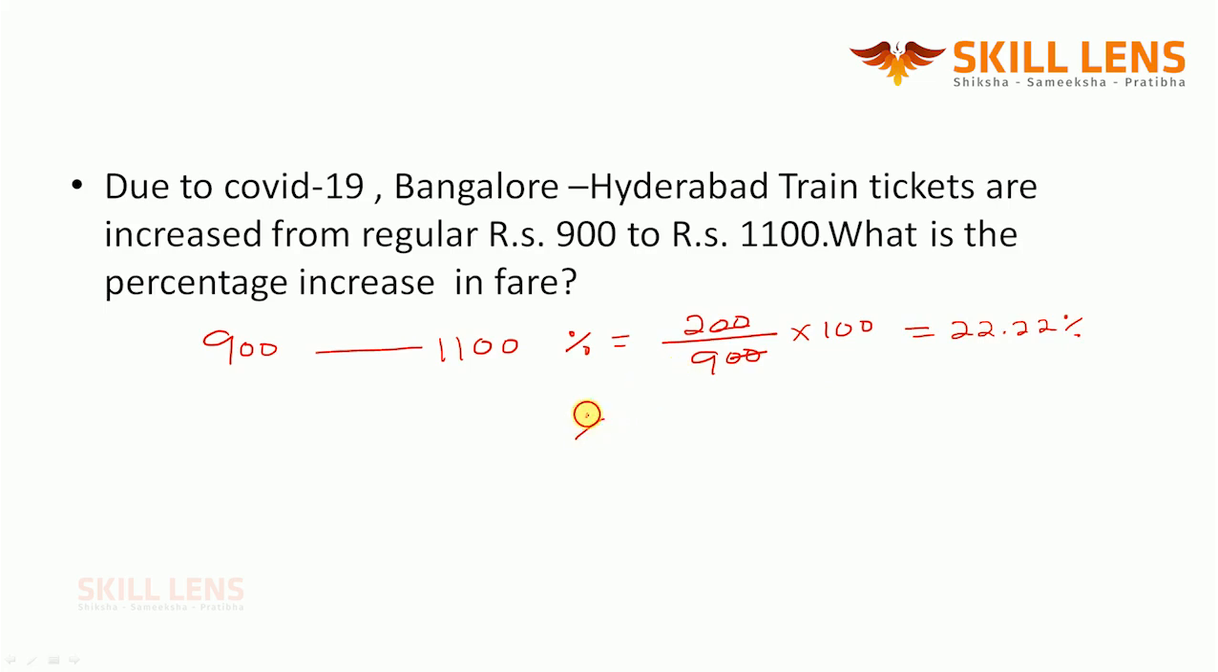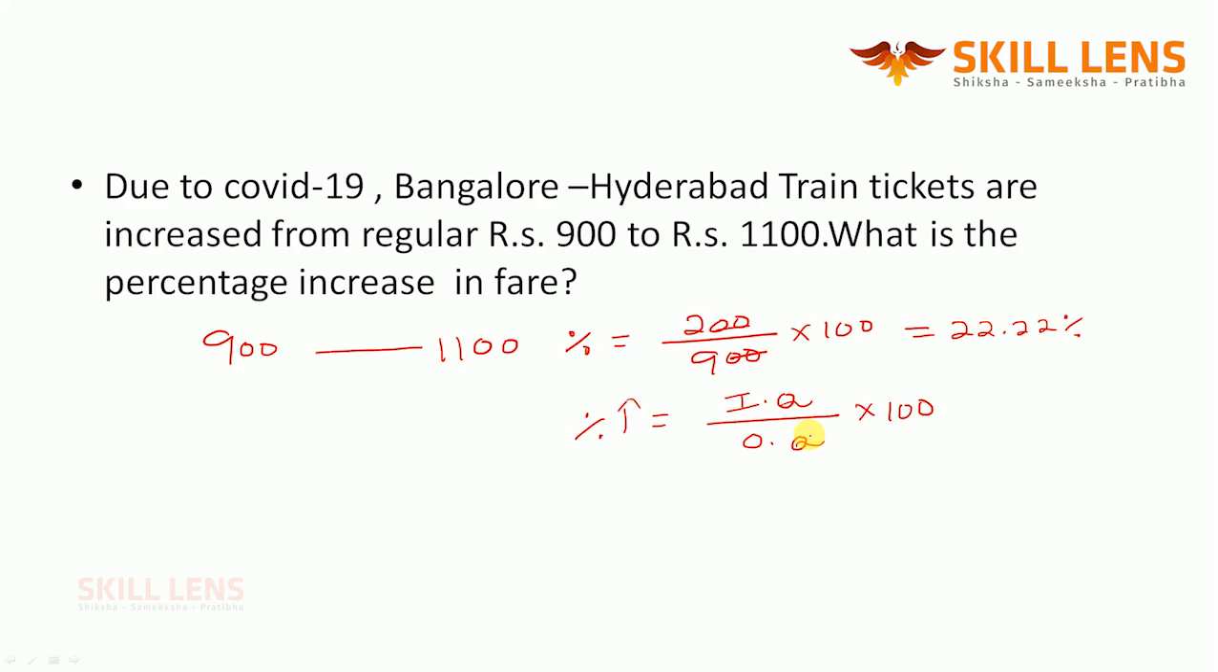This is nothing but the percentage increase formula. What is 200? Increased quantity. What is 900? Original quantity into 100. So can I make a formula? Yes. Percentage increase formula is increased quantity by original quantity into 100. So here we have learnt one formula: percentage increase, increased quantity by original quantity into 100.